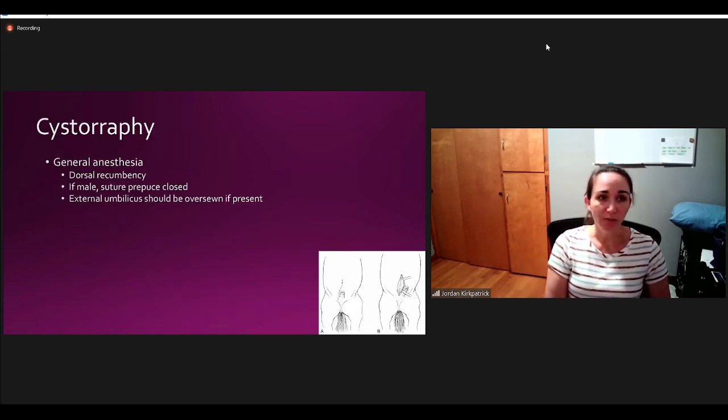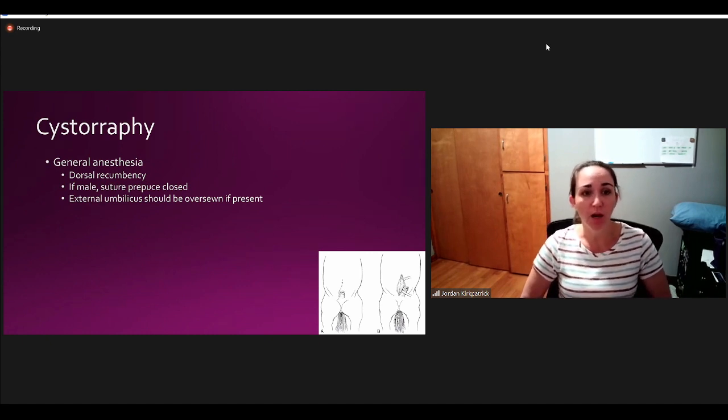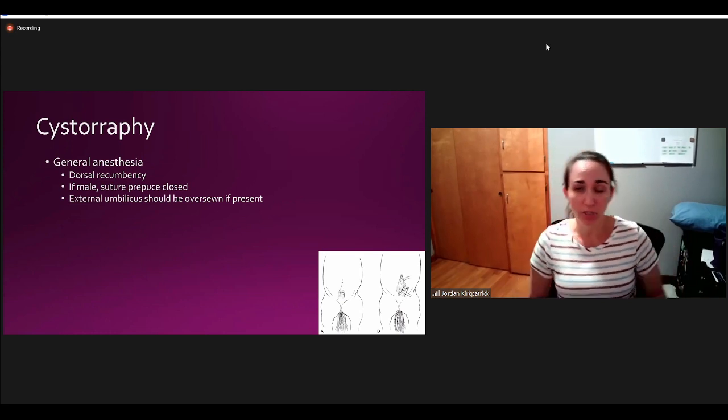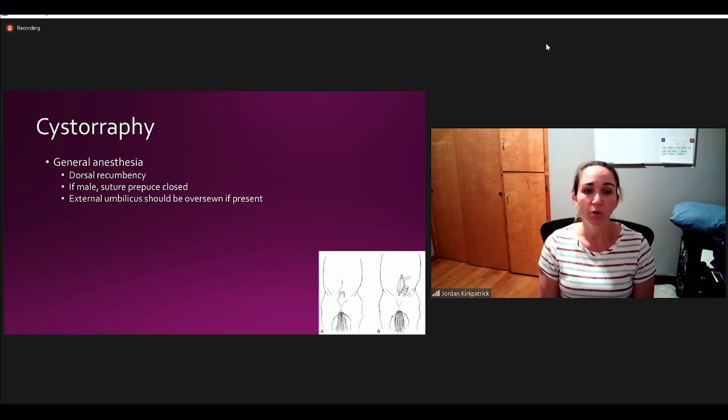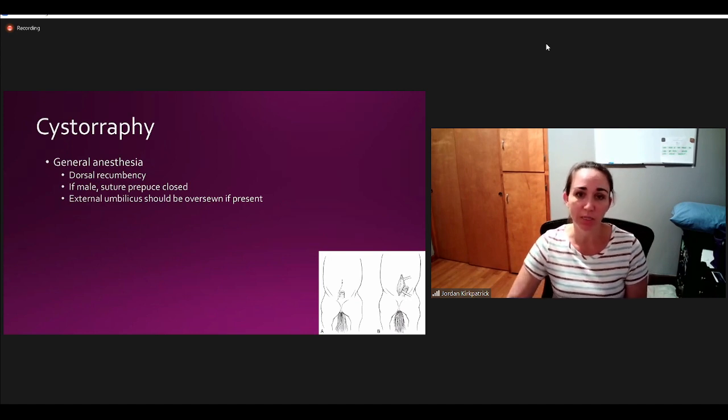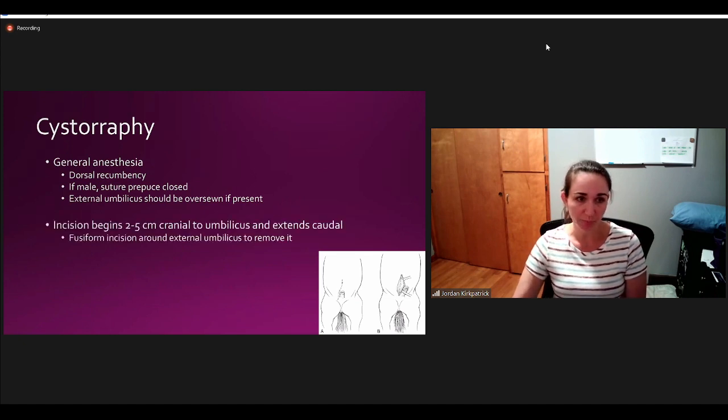The procedure to fix it is cystoscopy. So this is going to be under general anesthesia and dorsal recumbency. If it's a male, which again, usually it is, you'll suture the prepuce closed. If the external umbilicus is present, which again in a young male foal they should be, you can oversew that as well, basically to keep anything that might be draining out of the umbilicus from the surgical site.